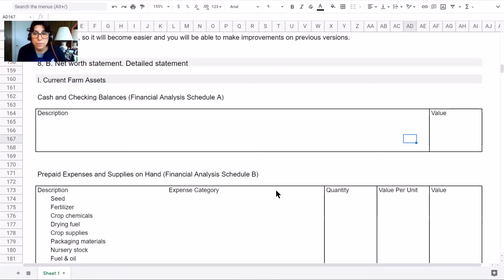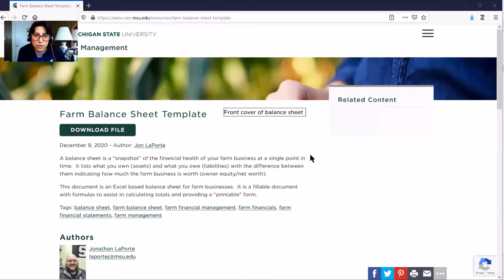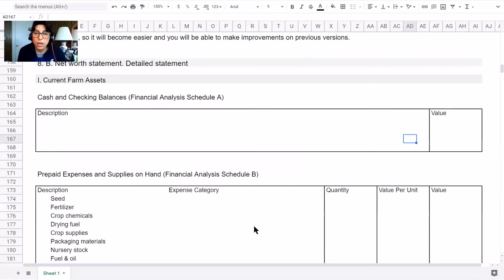Oh, and by the way, if for any reason you do not like this template or this format, there is another balance sheet that I wanted to show you. So you're hopefully seeing MSU's webpage. John Laporte is one of my colleagues in the southwest side of the state. He also has a farm balance sheet template that you can download and use if you like that better. So it's just another option.